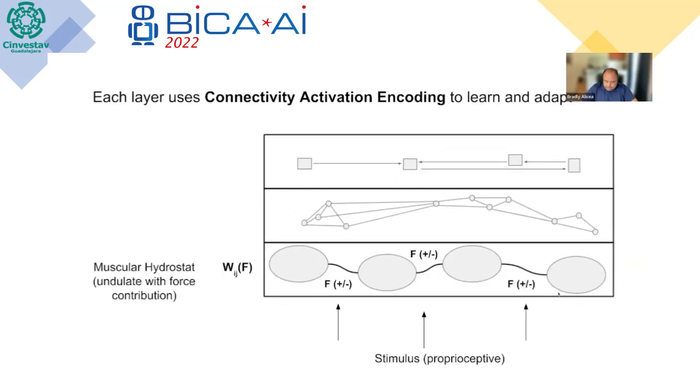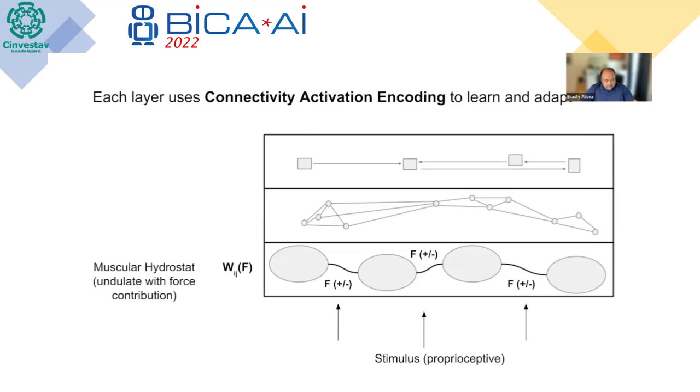And in what we've done with this model, we use something called connectivity and activation encoding to allow the elements of these different layers to learn and adapt. So we start with the muscular hydrostat. And the muscular hydrostat, as I said, it undulates. These muscle ganglia produce a force, and they're coordinated through connections, and they can manipulate things, or they can exert a force in a certain direction.